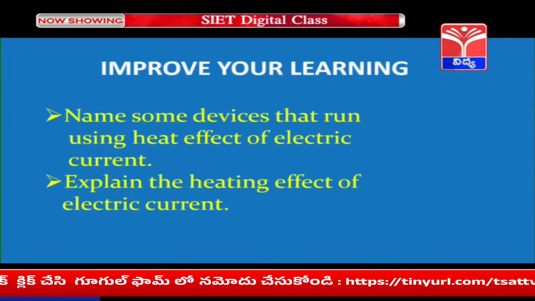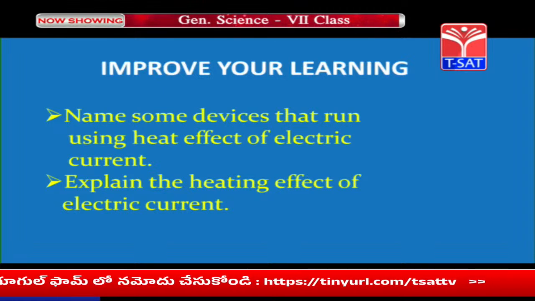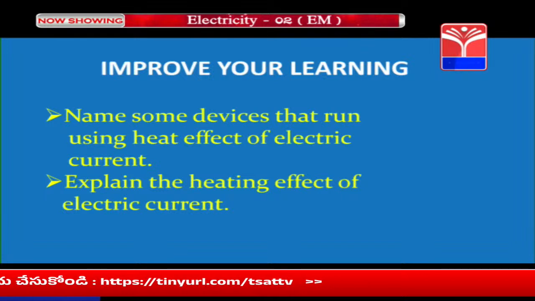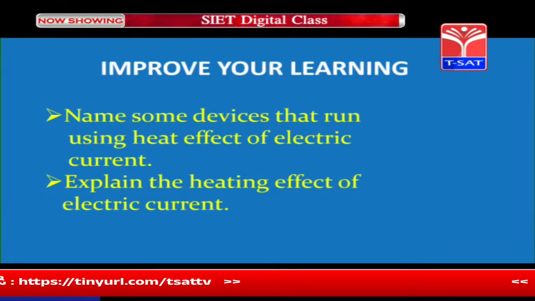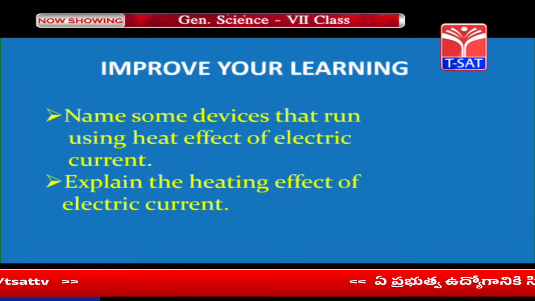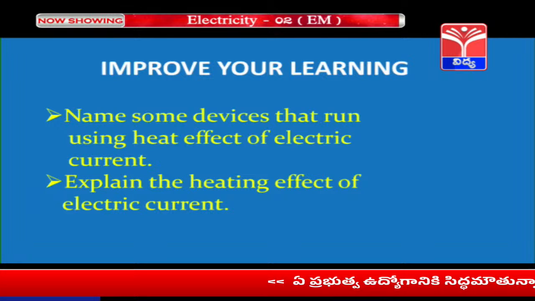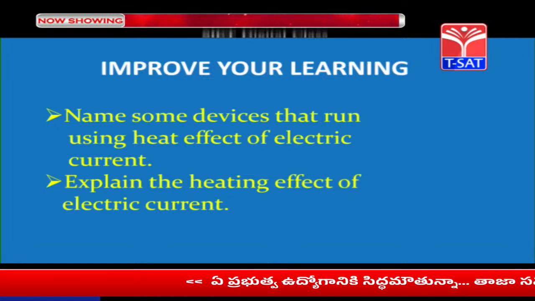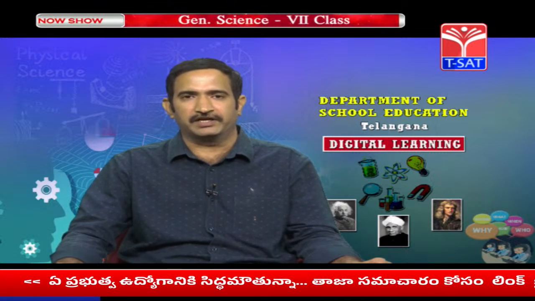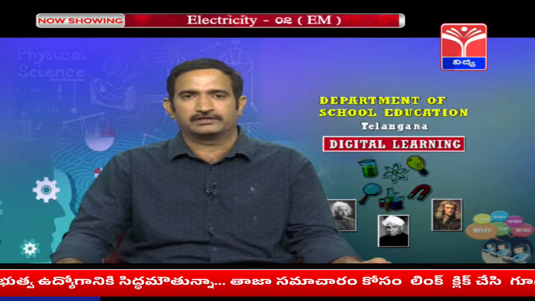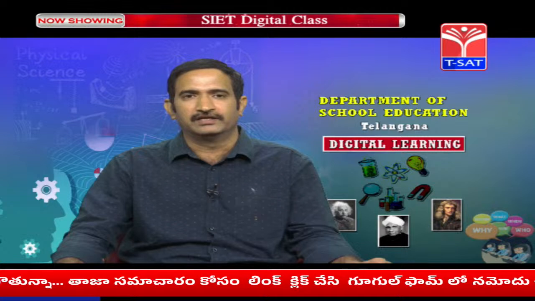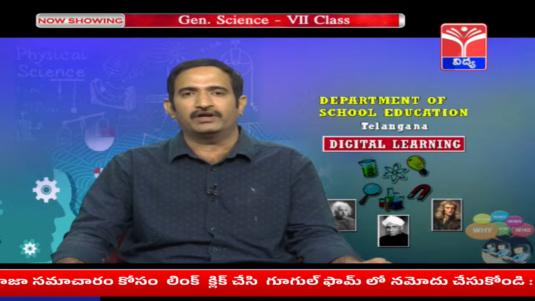Now name some devices that run using the heating effect of electric current. You have to name some devices that are used for heating purposes in your house. Explain the heating effect of electric current with examples. Now children, in the next session we will go for the use of CFL bulbs and how we calculate the electricity bill in our house.